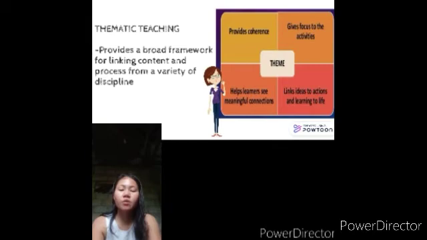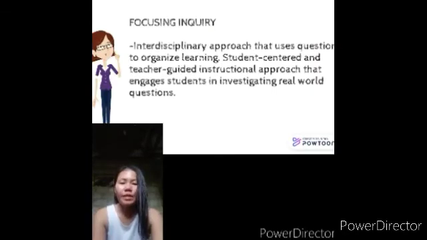So it provides opportunities for a child or a student to learn by doing and have direct experience with the world. Focusing inquiry is an interdisciplinary approach that uses questions to organize learning. Like most disciplinary teaching, it crosses conventional knowledge boundaries. The teacher guides learners to discover answers to questions, whether or not answers pre-exist. Learners become creators of knowledge rather than recipients.